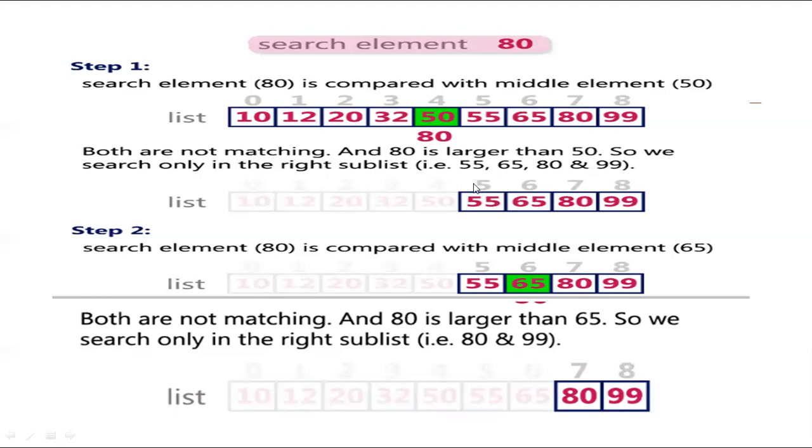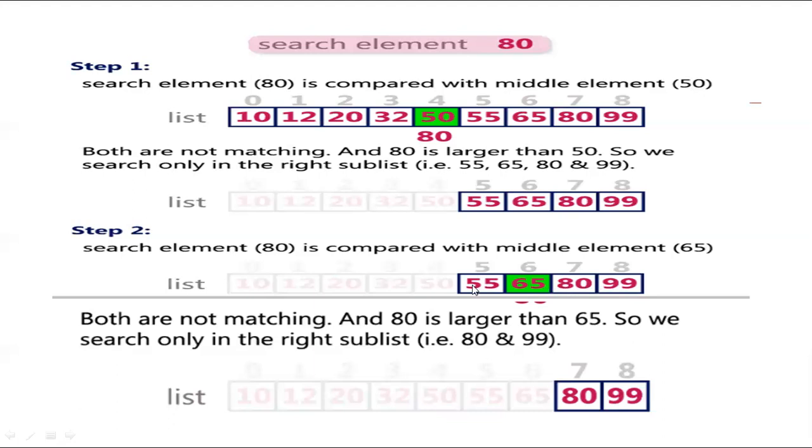Clear? Then this is the array. What is the top value? 5. What is the bottom value? 8. Again, I want to find the middle element. 5 plus 8, 13 by 2 equals 6. The value at the 6th location equals 65. Is 65 equal to 80? No. Is 65 greater than 80? No. Then top equals the middle plus 1.